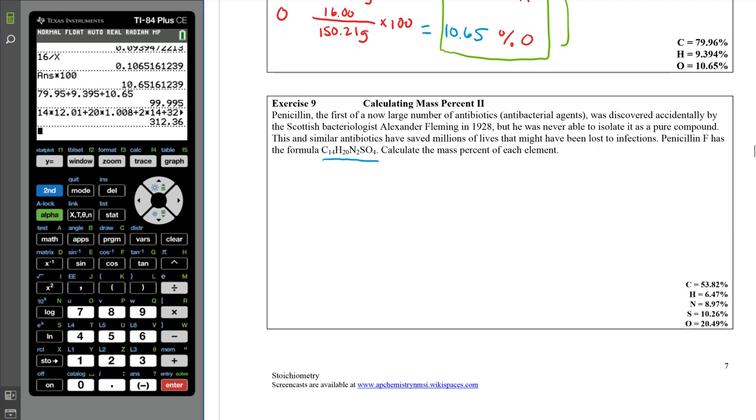I got a mass of 312.36. That should be my denominator. I'm just going to make sure I didn't make any mistakes here. Let's see. I've got 4 oxygens. I've got a sulfur in there. I've got 2 nitrogens. I've got 20 hydrogens and 14 carbons. That looks right. So hopefully we got an answer of 312.36. That's going to be your denominator for all 5 of those.